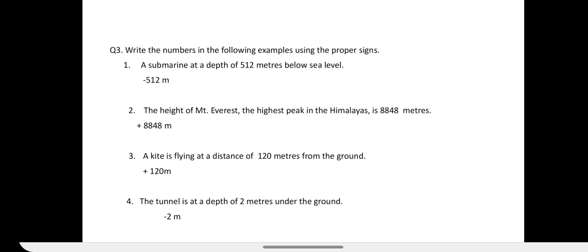Fourth one, the tunnel is at the depth of 2 meters under the ground. That is -2 meters.